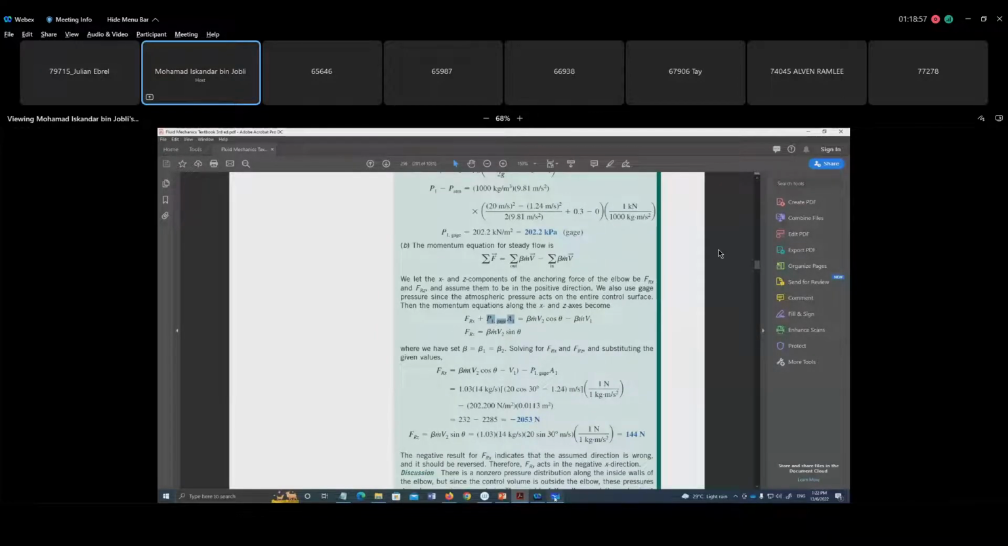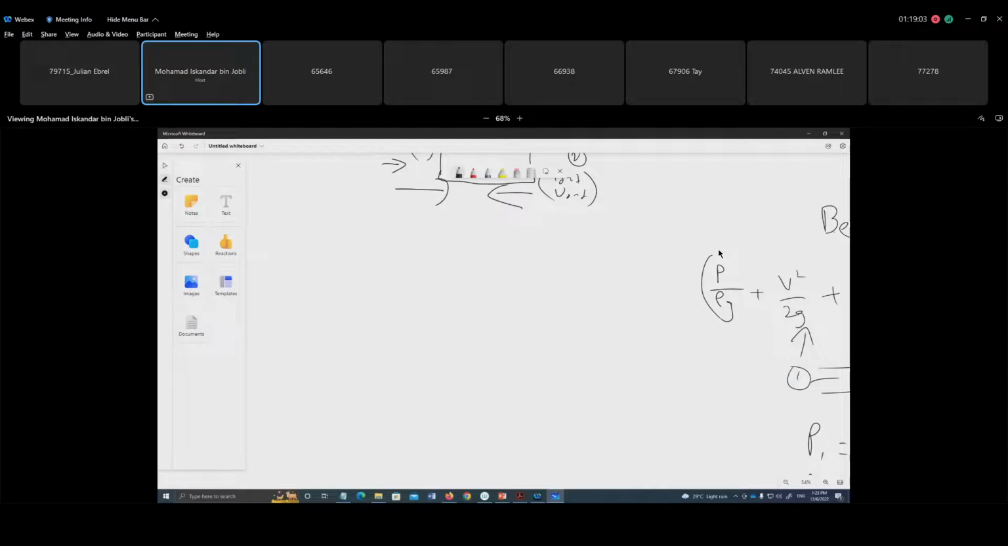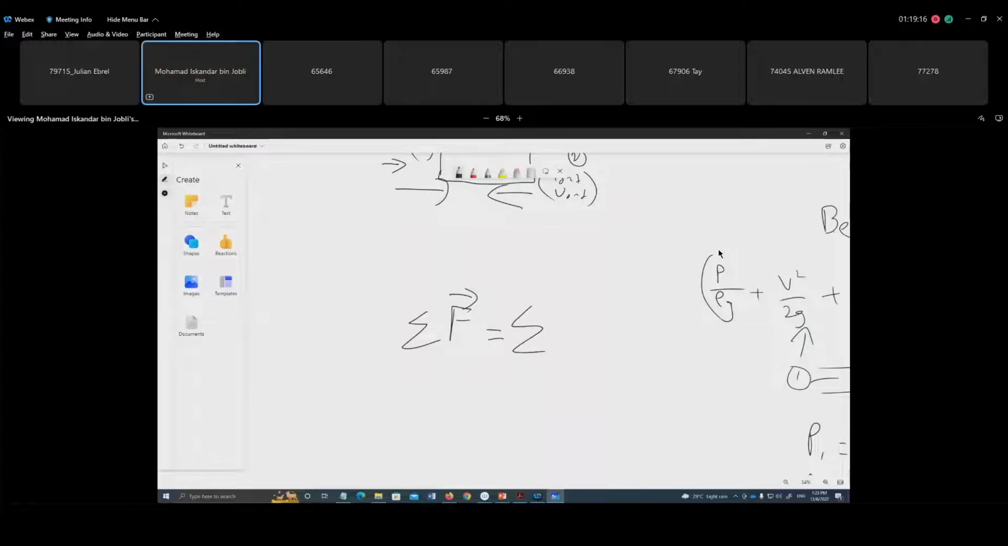Why is P1 multiplied with the area? First, the sum of all the force in the direction equals... what's the formula? Out minus in, the sigma of mv out minus mv in. This is inlet, this is outlet.